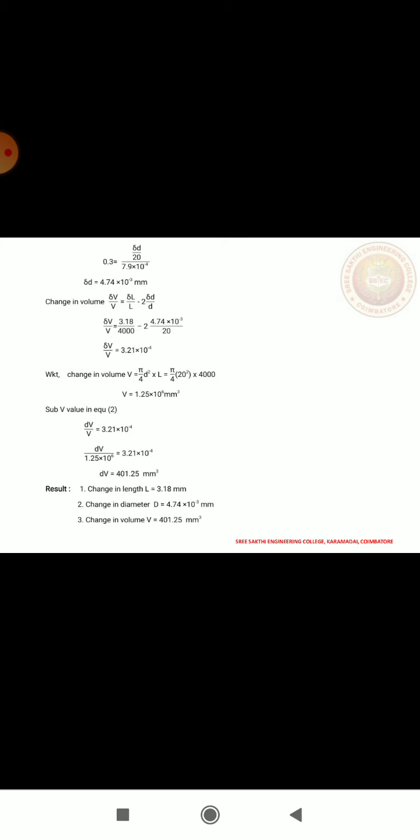The results we obtain are: first, change in length del L equal to 3.18 mm. Change in diameter is 4.74 into 10 to the power minus 3 mm. Change in volume is 401.25 mm cube.